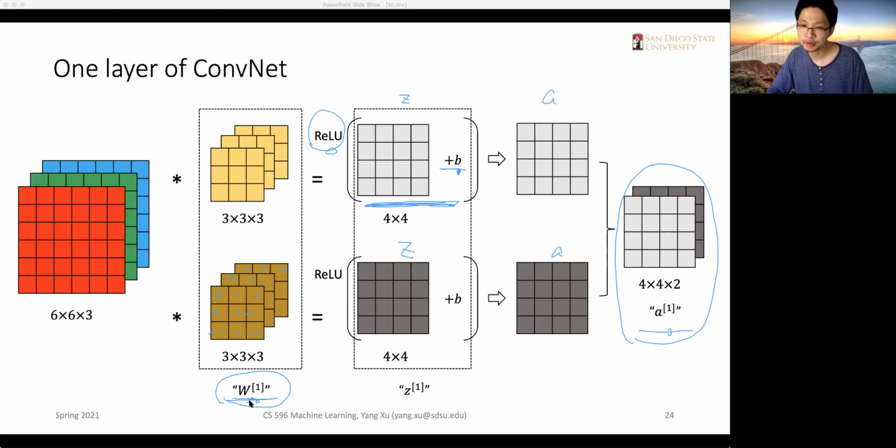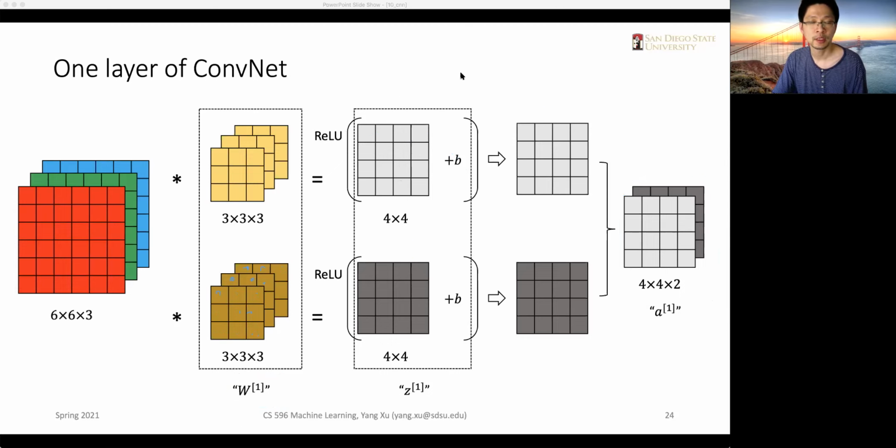I see a question: is the b added element-wise? Yes, that's correct. So b is added to each element within the results of this convolutional operation. It's like broadcasting the b to each element in the output cells.